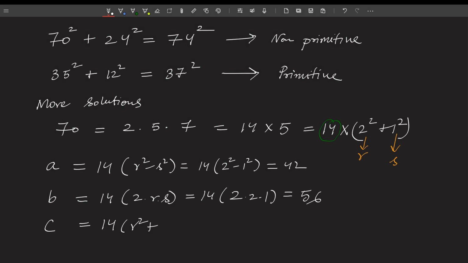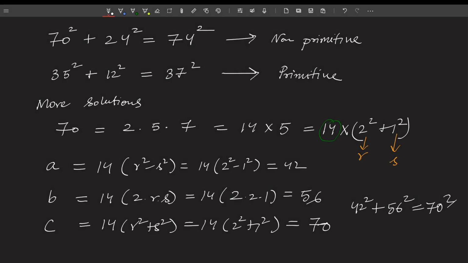And finally, C will be 14 times r squared plus s squared. This is equal to 14 times 2 squared plus 1 squared, which is equal to 70. So we have obtained one more solution, which is 42 squared plus 56 squared, equal to 70 squared.